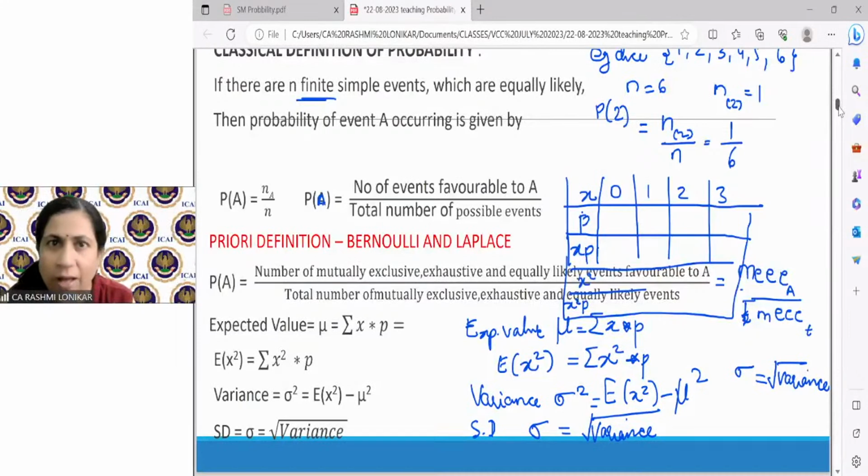Then what do I have? I have variance. Variance is equal to E of x square minus mu square. So you find out the mu and you square it. But for E of x square, you only square the x, and then you multiply and add. Variance is E of x square minus mu square, and then standard deviation is equal to under root of variance.